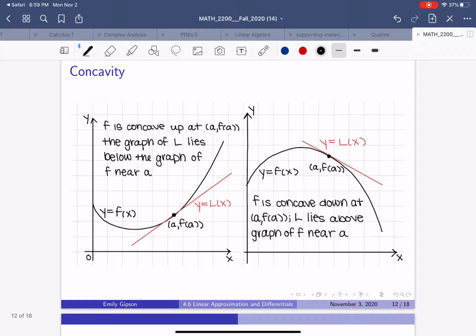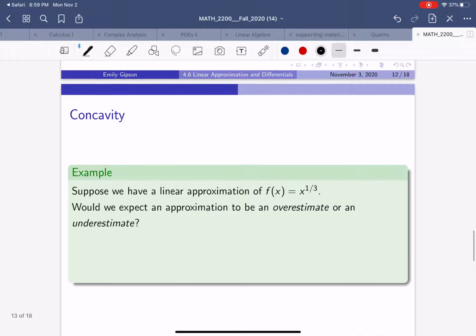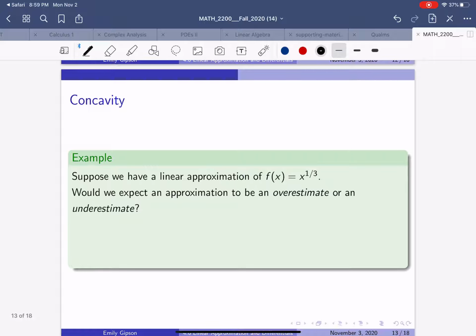If f is concave up, then our linear approximation will always be an underestimate. If f is concave down, then our linear approximation will always be an overestimate. With this knowledge, suppose we have a linear approximation of f of x equals x to the 1/3, otherwise known as the cube root. Would we expect an approximation to be an overestimate or an underestimate?